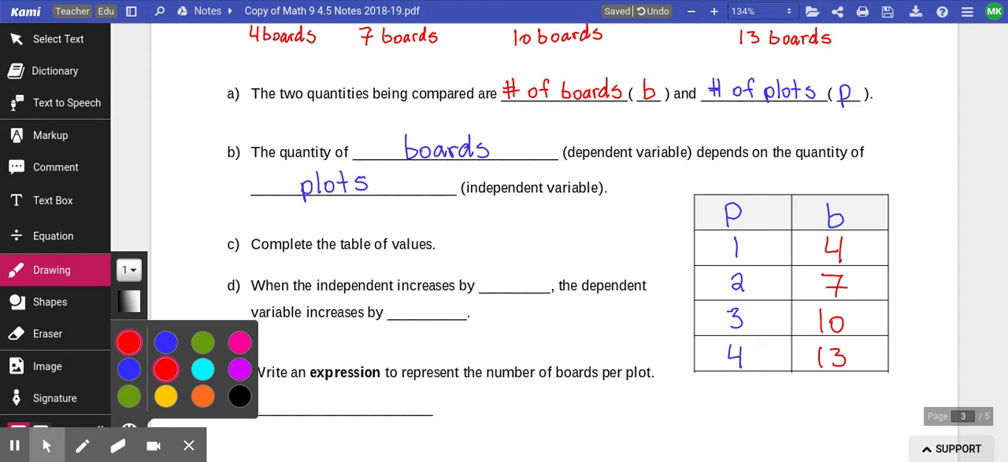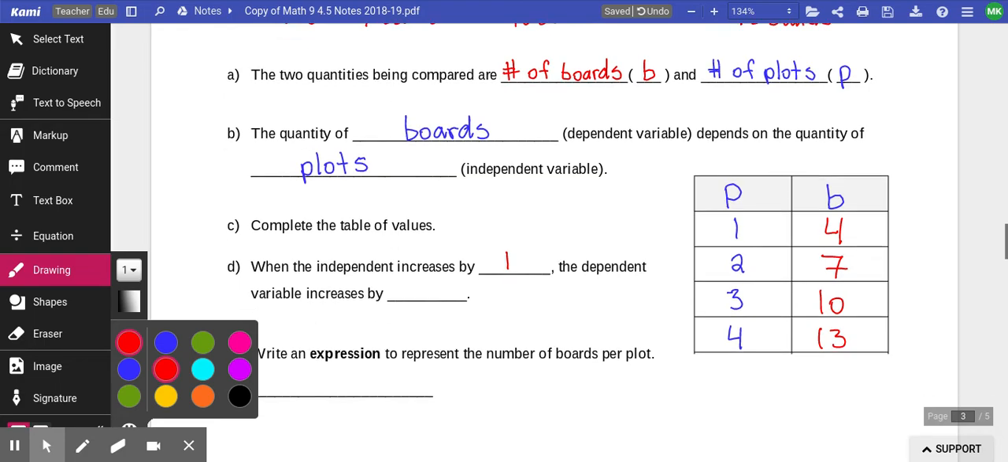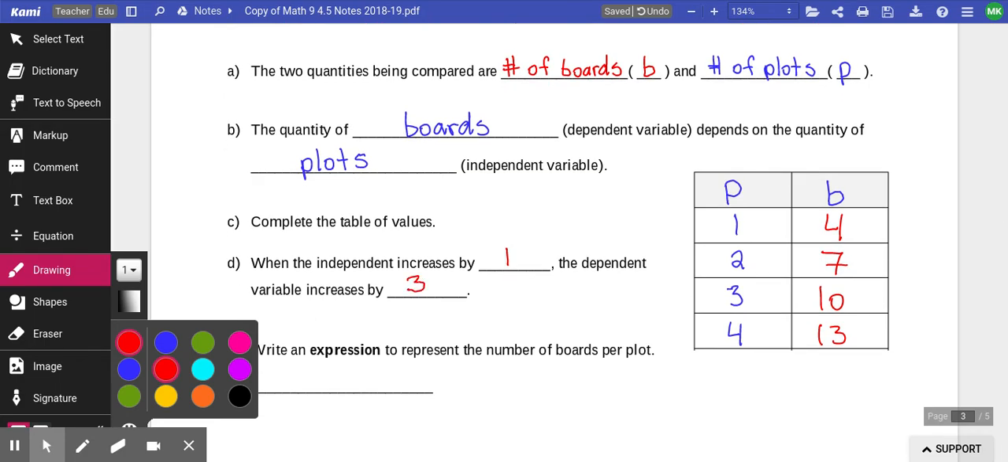Part D. When the independent increases by 1, that means we go up 1 plot. How much is the dependent variable going up by? 3. Right? And that's what we talked about earlier. Like if you added 1 plot, it's 3 more boards.